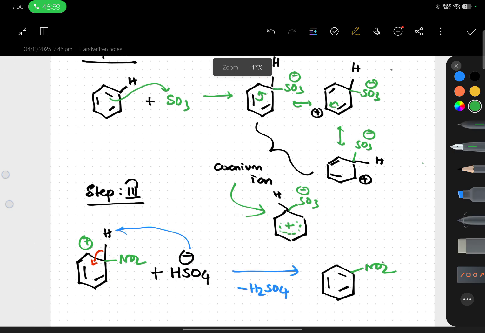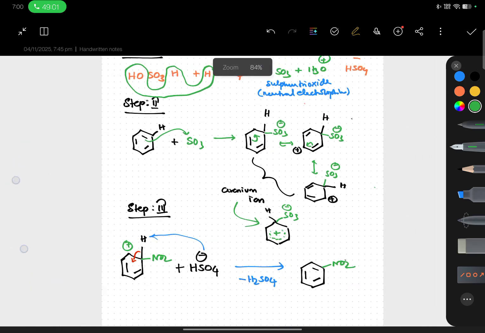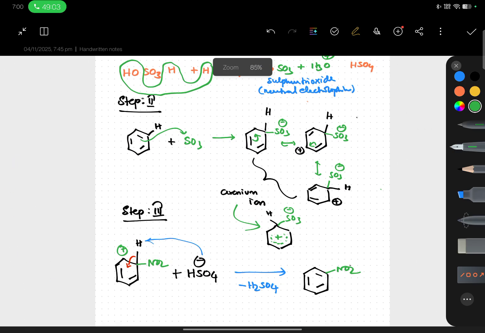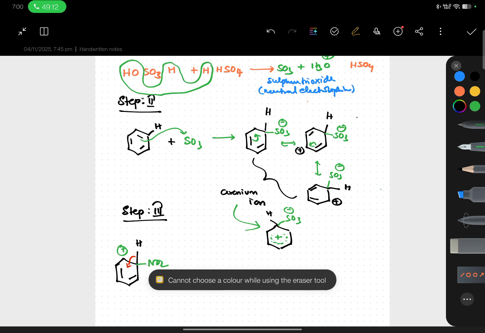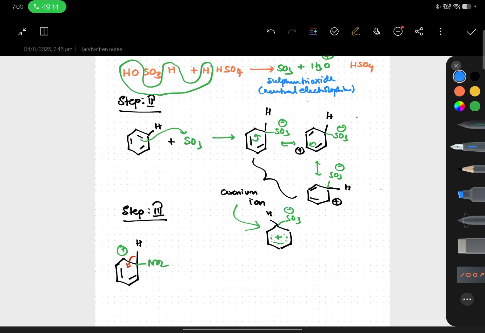Step number 2. Step number 3, you have to take all of them. So I'll write all together. First, you have to take the H3O plus. Next, you have to take the HSO4 minus. So it takes the proton and becomes H2SO4.